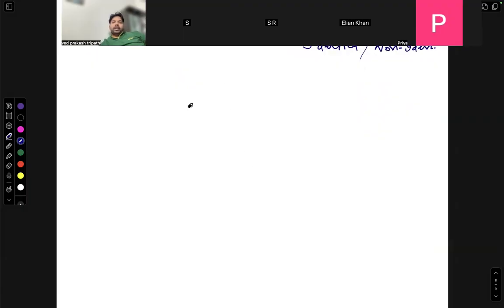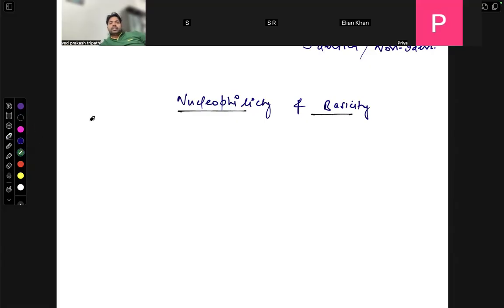Perfect. Now we have the terms nucleophilicity and basicity. In the next few sessions, you will see a single species can behave as a nucleophile and as a base. So we should know the difference between nucleophilicity and basicity. Do you know what is basicity and nucleophilicity? I have discussed what nucleophilicity is. Do you have any idea about basicity? What is a base basically?